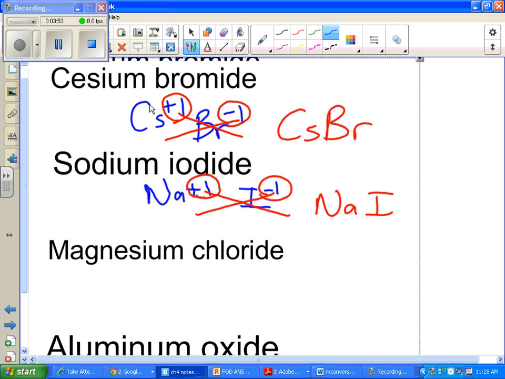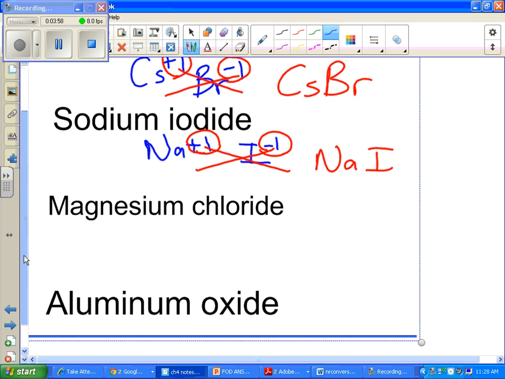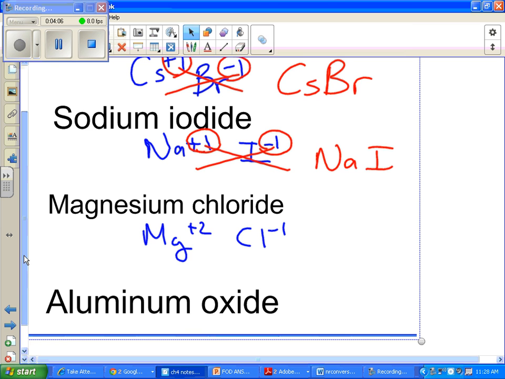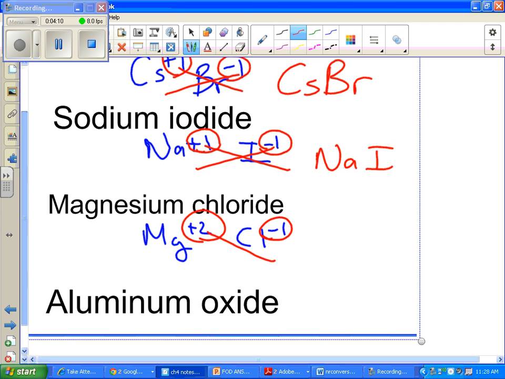Alright, magnesium chloride. Magnesium is +2. Chloride is Cl-1. Crisscross, and this becomes MgCl2.